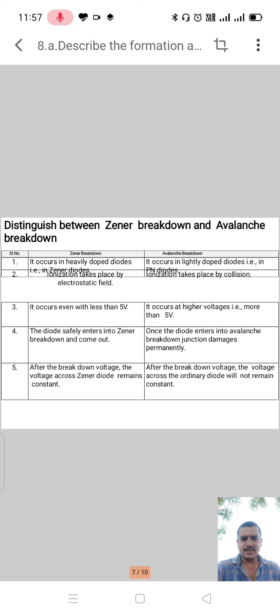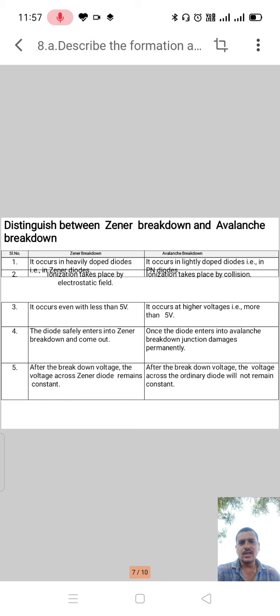Now see once again, I will give the clarity from Zener breakdown to avalanche breakdown. Zener breakdown occurs in heavily doped diodes, and avalanche occurs in lightly doped diodes, that is p-n junction diodes. In Zener, ionization takes place by electrostatic field, and in avalanche, ionization takes place by collision.